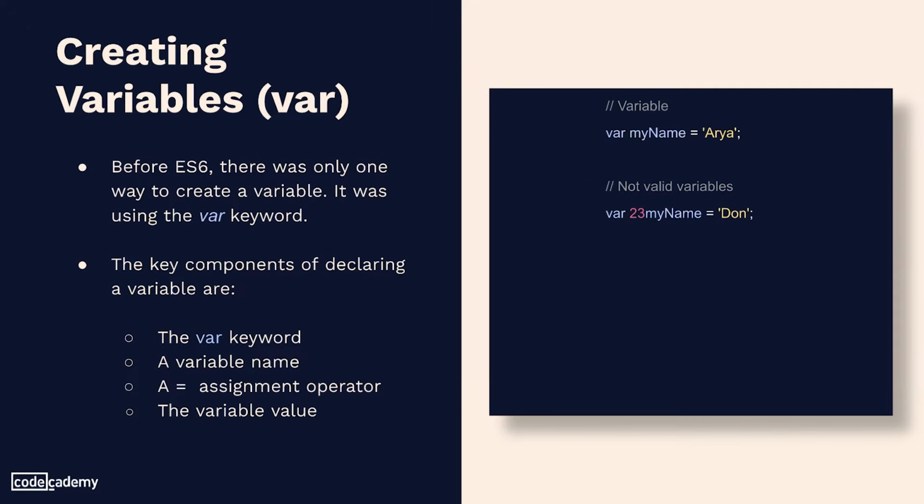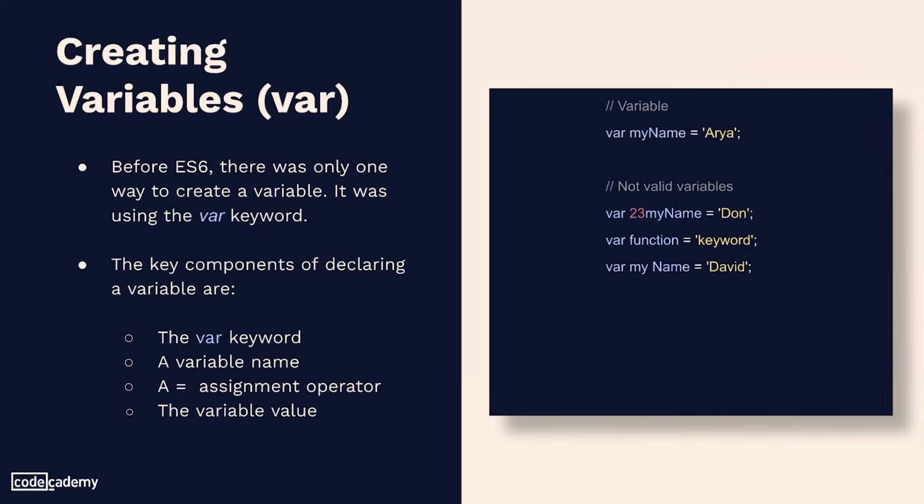JavaScript also has a set of keywords that are protected from being used as variable names. For example, here we have var function equals the string keyword. We cannot use function as a variable name because it is a protected keyword in JavaScript that does a separate functionality we'll learn a little bit later in the course. For a comprehensive list of keywords that can't be used for variable names, visit the link provided in the video's description. In addition, we cannot have spaces in our variable names. Here, var my space name equals the string David is not a valid variable name.